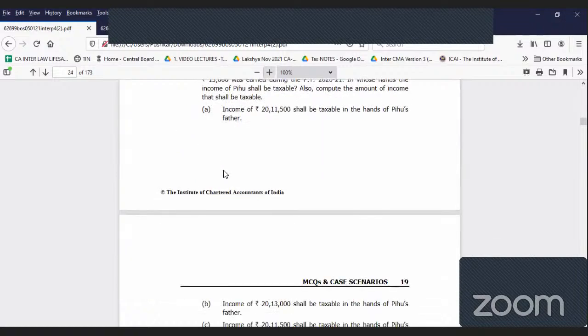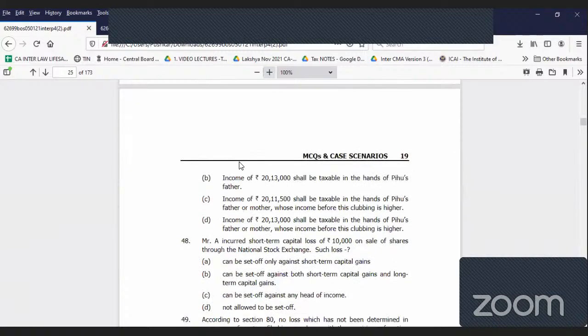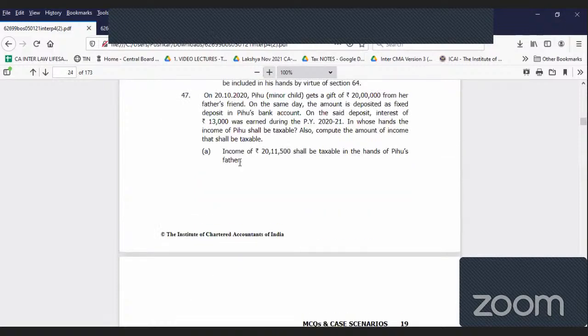Option A, income of rupees 20 lakh 11,500 shall be taxable in the hands of Pihu's father. B, income of rupees 20 lakh 13,000 shall be taxable in the hands of Pihu's father. Option C, income of rupees 20 lakh 11,500 shall be taxable in the hands of Pihu's father or mother, whose income before the clubbing is higher. And option D, income of rupees 20 lakh 13,000 shall be taxable in the hands of Pihu's father or mother, whose income before the clubbing is higher.